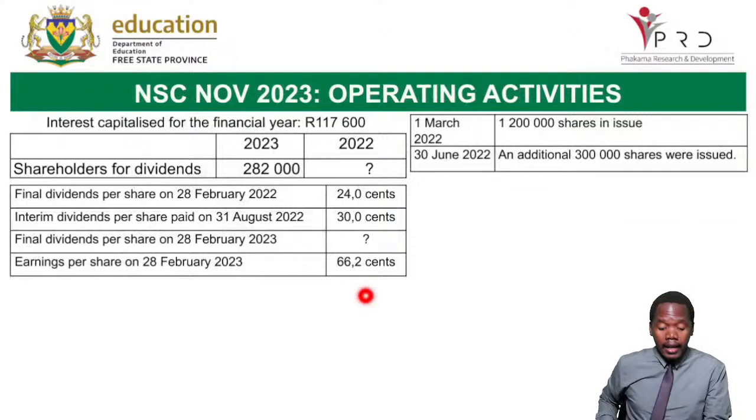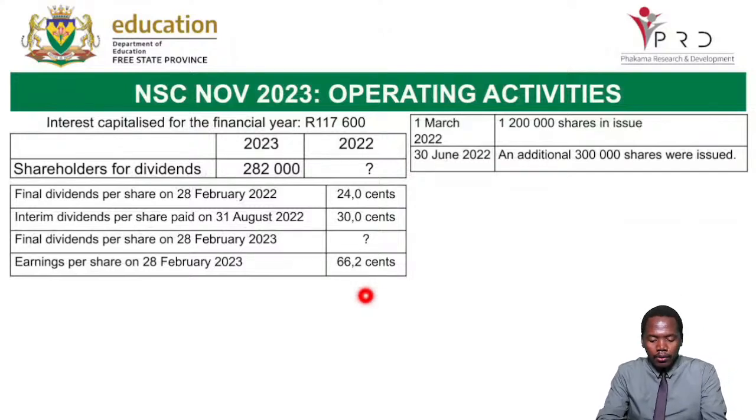We are now going to our second part. Second part, they said we must calculate our operating activities. This is the information given to us. We are going to break it down now. They are saying interest capitalized for the year is 117,600, meaning that is our interest expense. Shareholders for dividends, we are given shareholders for dividends at the end. We are not given the ones at the beginning, but we are given the final dividends per share. We are given the interim dividends per share. And we know our closing as well as their opening number of shares.